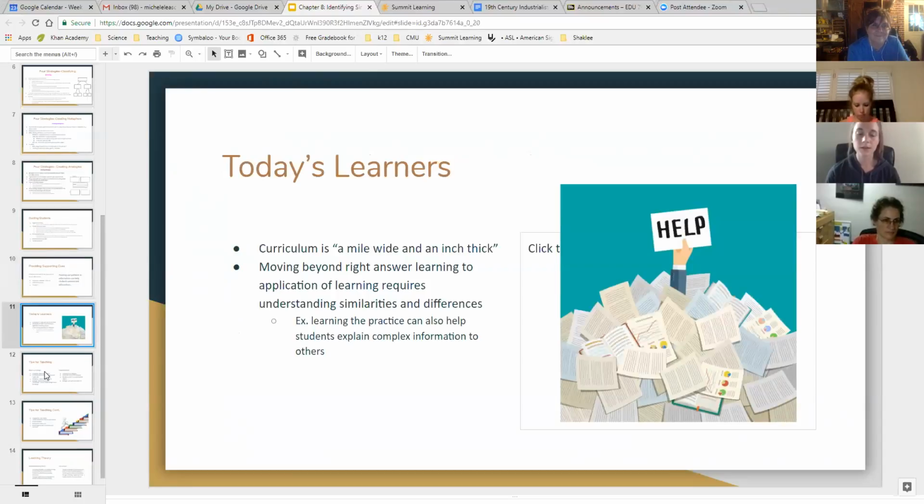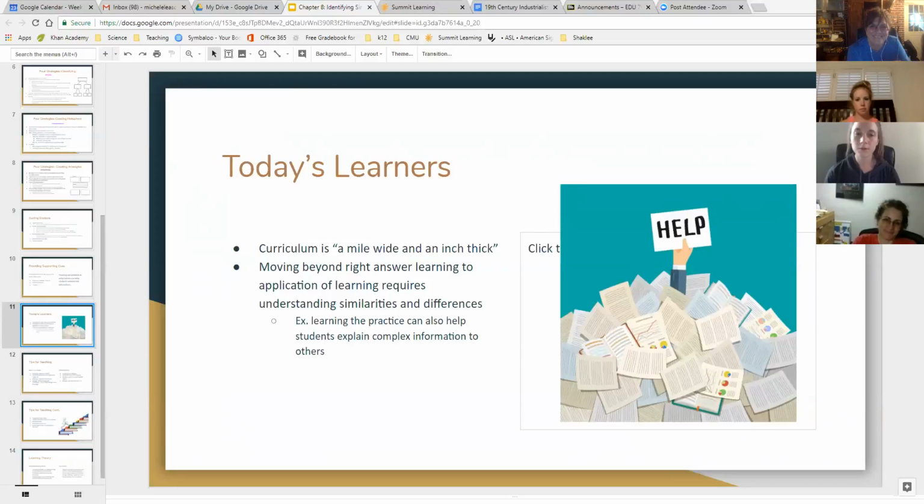So this section is talking about how we can use these strategies with today's learners. The text mentions that our curriculum is designed to be a mile wide and an inch thick. We have so much content to cover and not always enough time to cover everything in depth. And one thing that really hit me, because I've done these analogies before, and I remember when I was younger not enjoying them so much, like everyone else has mentioned.